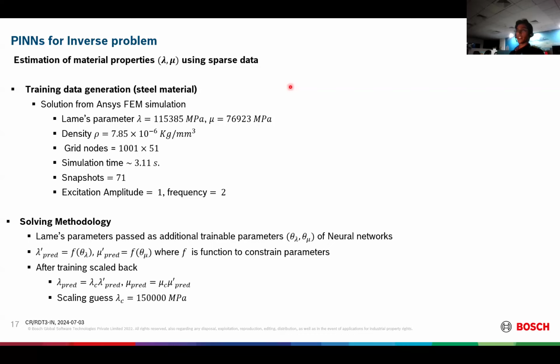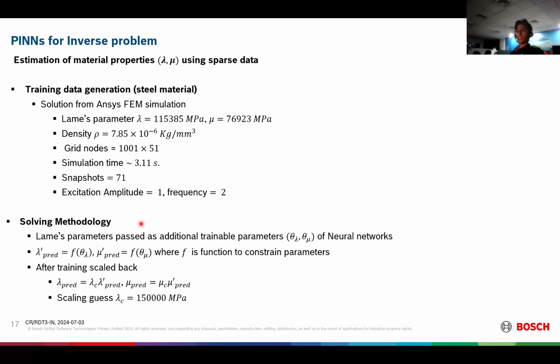And so the idea here is whether PINNs can be used as a solution for such kinds of problems. So here we have shown a real material, steel, and for this we generate the data from Ansys FEM simulations with these parameters. As you can see, these are the parameter ranges for this steel, and we also solve for around 3 seconds or something.